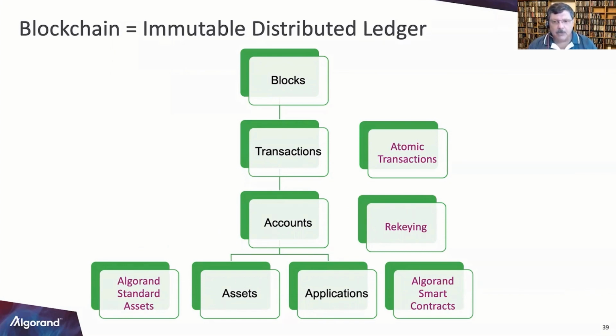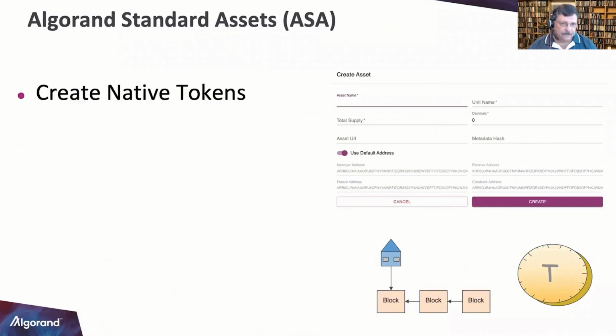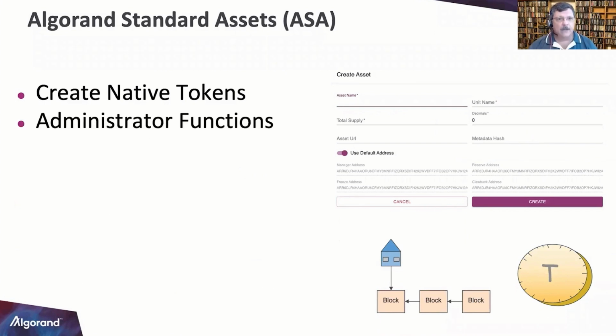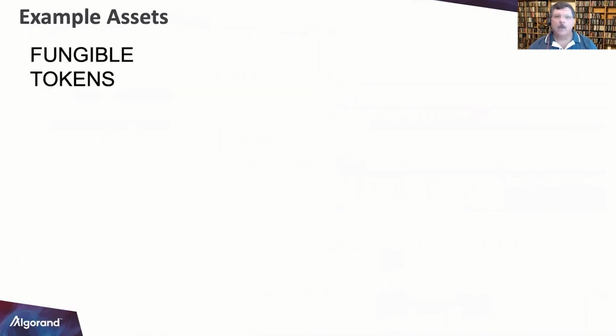And then the smart contracts are your applications, and ASAs are assets that are associated with the accounts. So diving into ASA, these create native tokens. So you have the same functions as the base blockchain, like eliminating double spending or having insufficient funds, that sort of thing. Also provides asset spam protection, resides on layer 1.